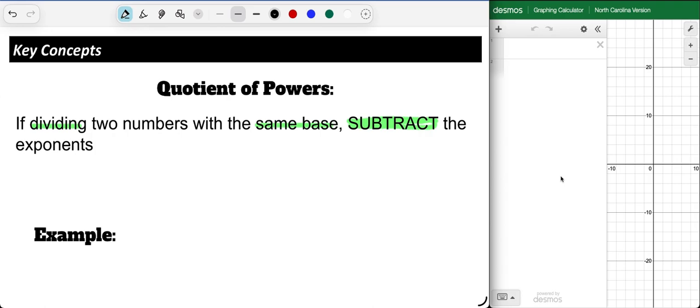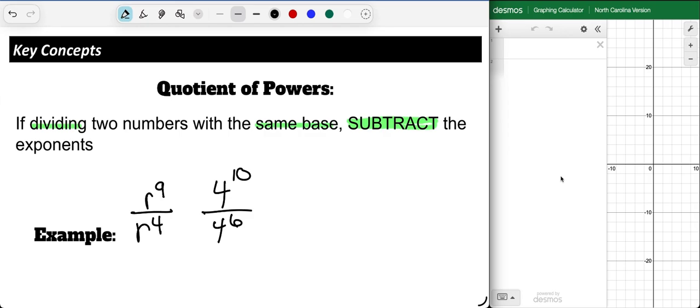Okay, so if we focused on that, let's look at a couple examples of what we will have for the quotient of powers. An example of a quotient of powers would be r to the ninth power being divided by r to the fourth power. If you notice, it kind of looks like a fraction. Another example would be 4 to the 10th divided by 4 to the 6th power.